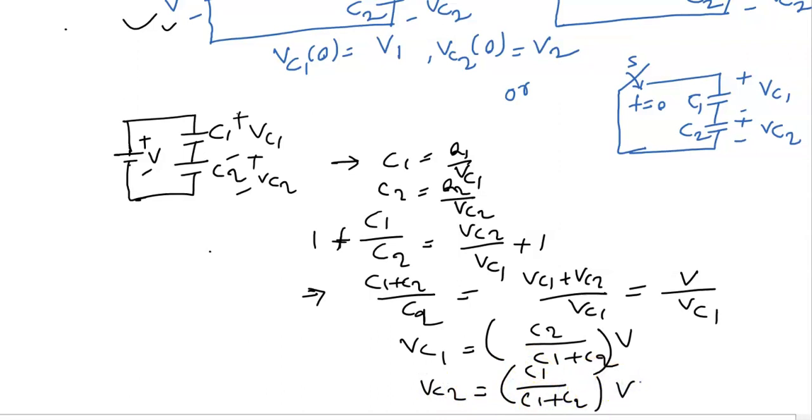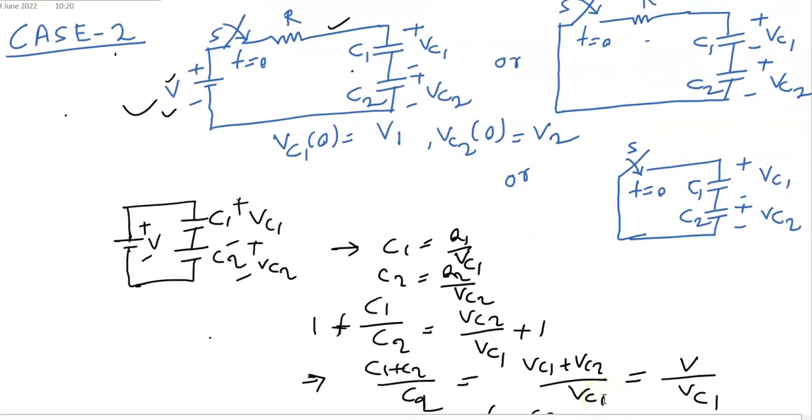Having learned these things, let us move to our original question. Let's say the total change in voltage would be delta V, right? Initial voltage across the capacitor C1, you can see here, is equal to V1.